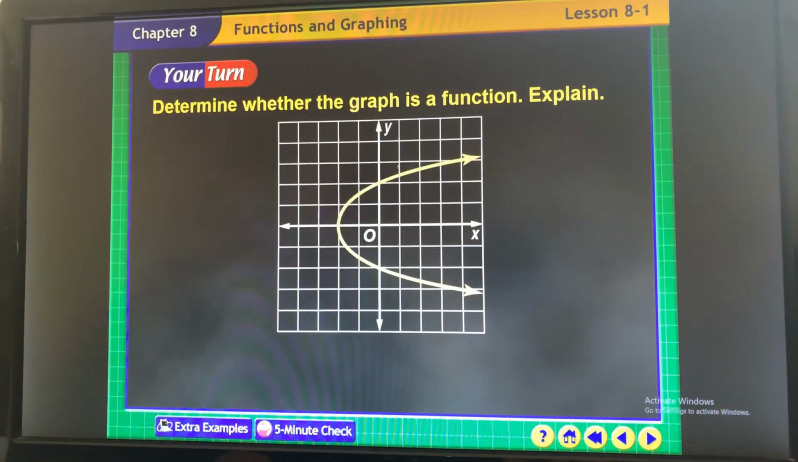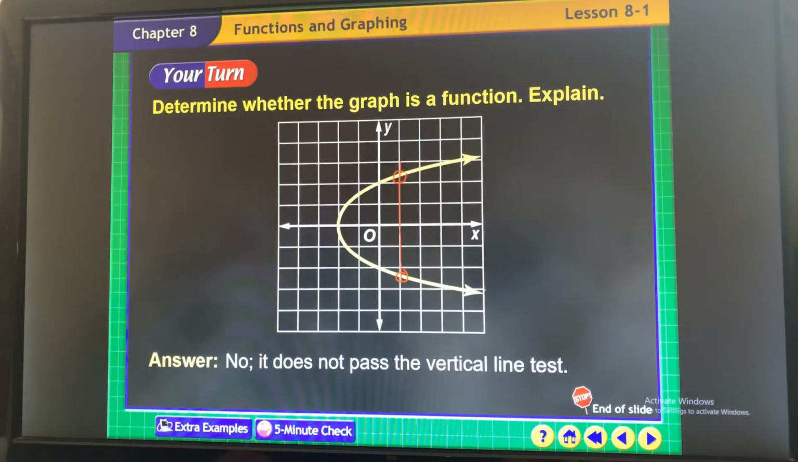This one, a sidewise parabola, when you do your vertical line test, it hits 2 points at the same time. That's what makes this no, because it doesn't pass the vertical line test. You would have 2 domains being the same.